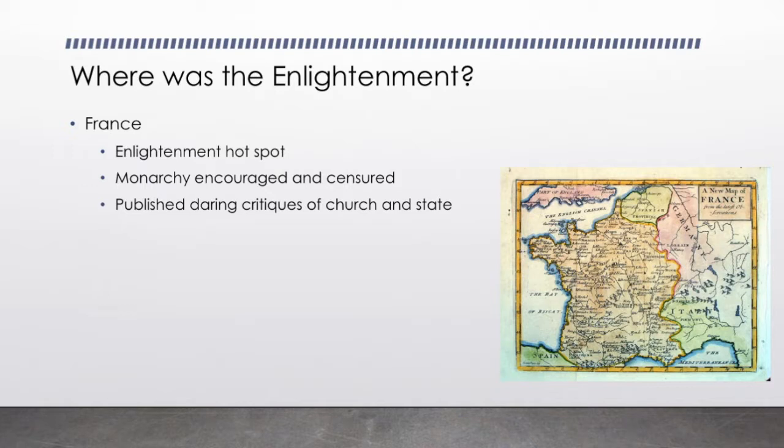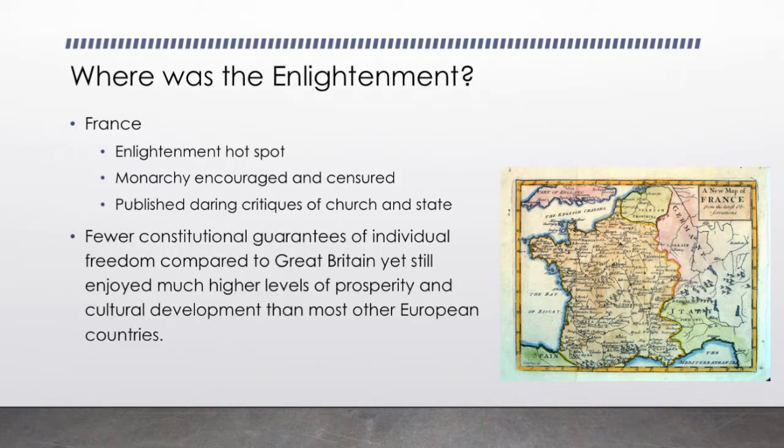France was stuck in an interesting position because it had fewer constitutional guarantees of individual freedom compared to Great Britain, yet still enjoyed much higher levels of prosperity and cultural development than most other European countries. In short, the French elite had good reason to complain, the means to make their complaints known, as well as a government torn between desire to censor dissident ideas and the desire to appear open to progression. This forced French philosophers to take more violent, anti-clerical, and combative measures to ensure others were well informed.